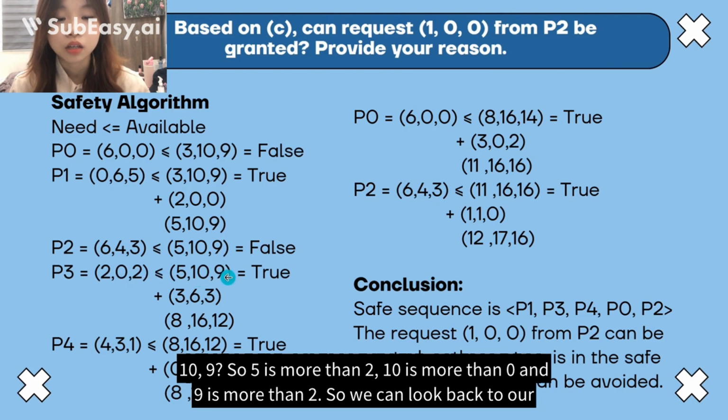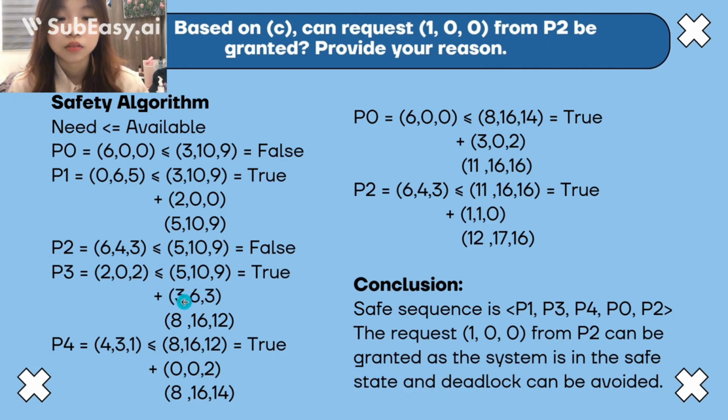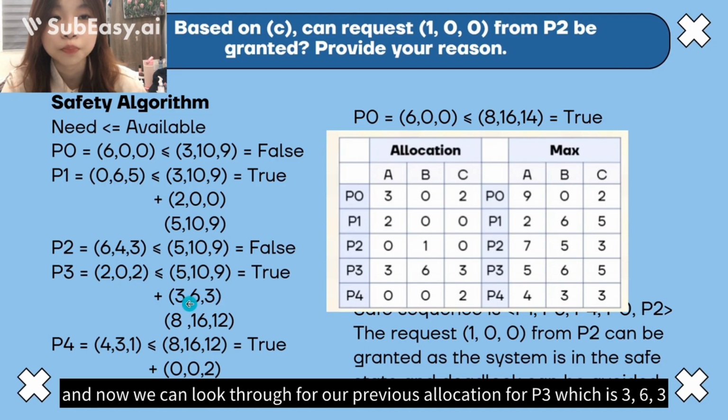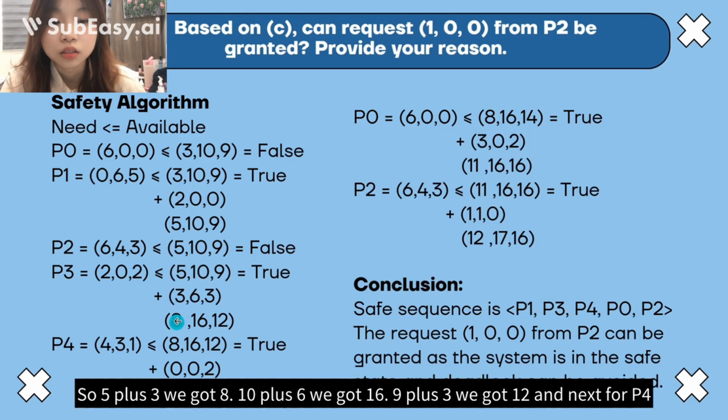So we can look back to our earliest allocation, and now we can look through our previous allocation for P3, which is 3 6 3. So 5 plus 3, we got 8, 10 plus 6, we got 16, 9 plus 3, we got 12.